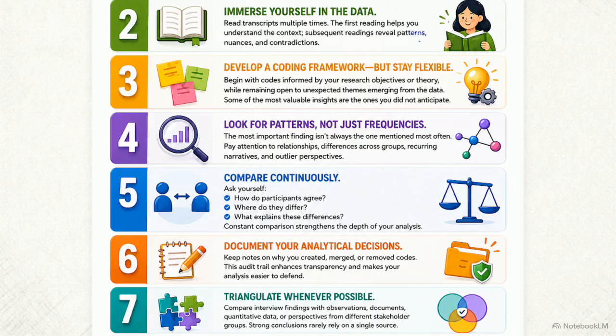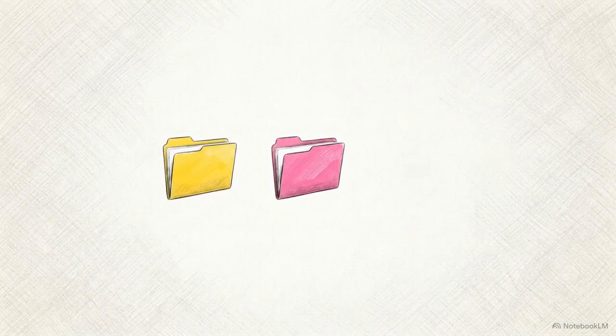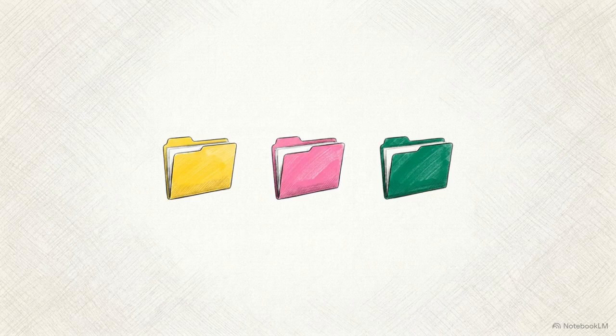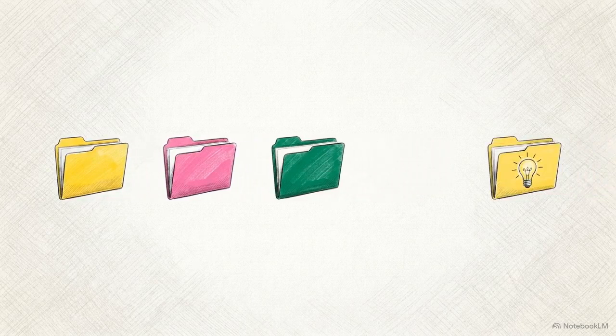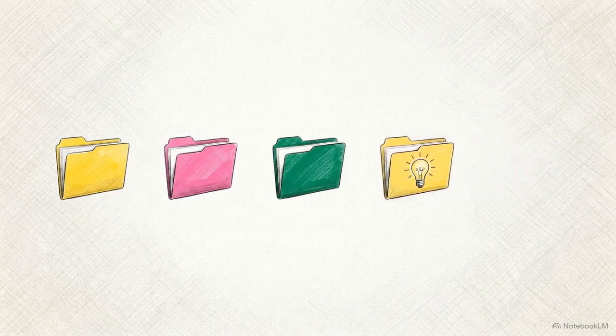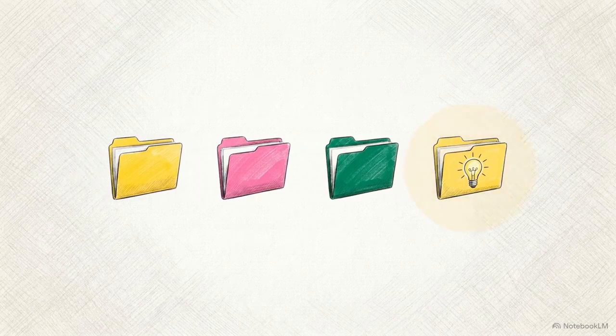Now we build the structure. This means applying practices 3 and 6, developing a coding framework, and documenting your decisions. Set up your initial digital folders, your baseline codes, to categorize the expected data. But you must remain flexible. Participants will bring up critical points you didn't anticipate. Create a space for these emergent themes immediately so you don't force data into the wrong boxes.